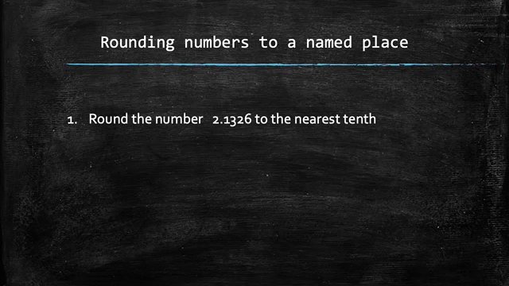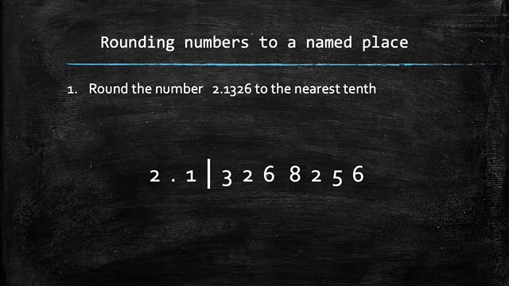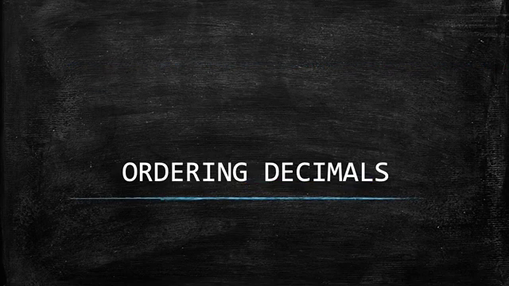For instance, to round this number to the 10th place, the nearest 10th, means that I need to count off 3 decimal places, which is the hundredths, thousandths, and the 10,000ths, and then round. When I do this, our final answer becomes 2.1. Now, let's move to ordering decimals.